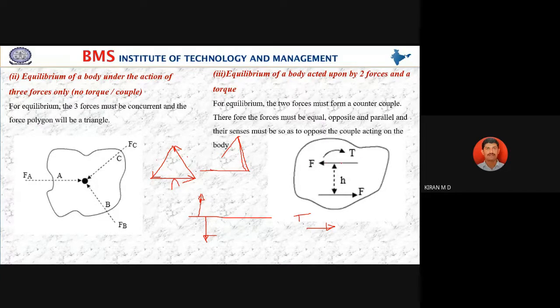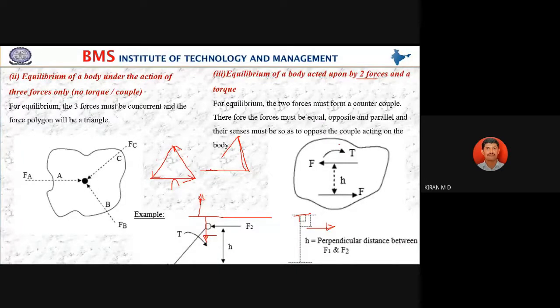If you have two forces, they will develop a moment or torque, which should be equal and opposite to the torque applied. So two forces that are parallel, opposite and equal: the moment developed by these forces should be equal and opposite to the couple acting on the body. Is it clear? Yes, sir, it's clear.